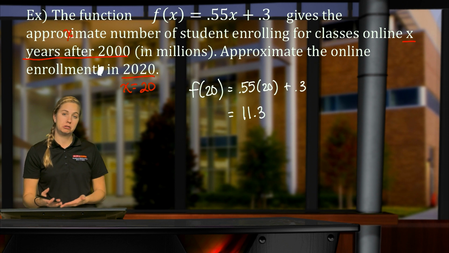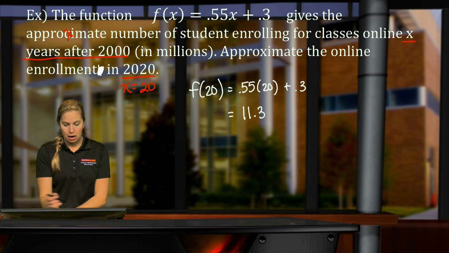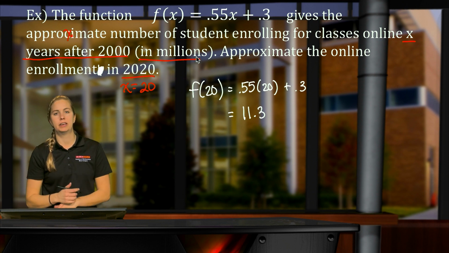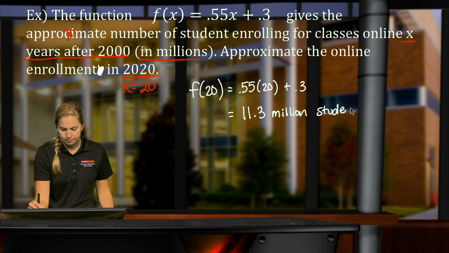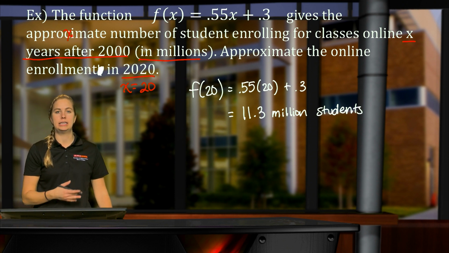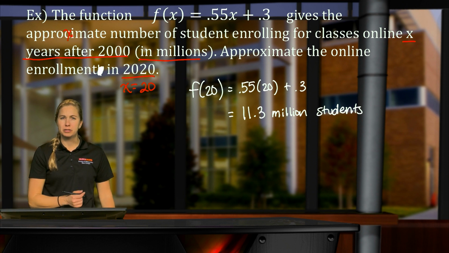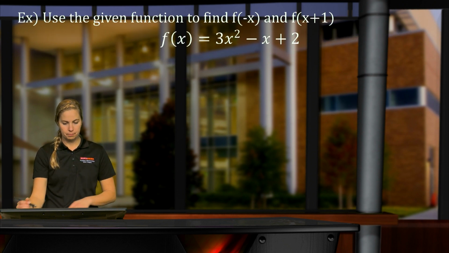Is it 11.3 students? That seems unlikely. But look at the problem again. They tell us that this gives the number of students in millions. So it's 11.3 million students, which seems a lot more reasonable if we're thinking it's 2016 now. In 4 years, the number of students enrolling for classes online is probably going to be quite a high number. Certainly more than just 11.3 students.